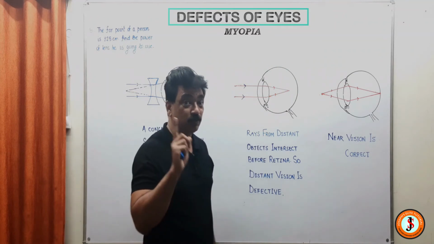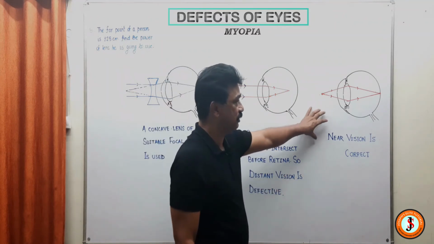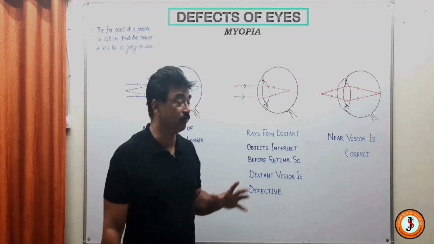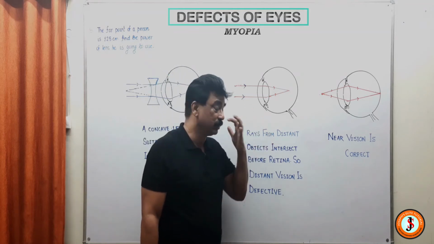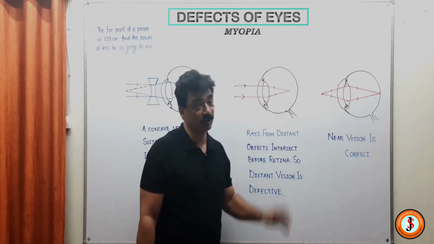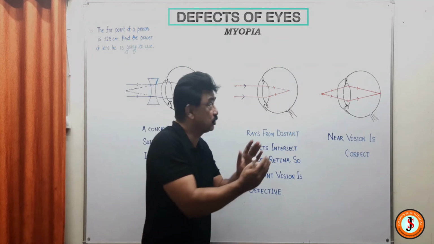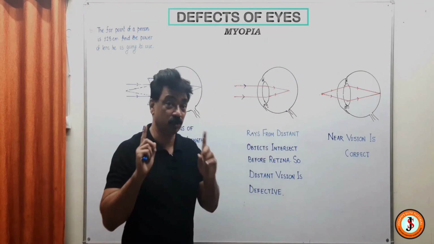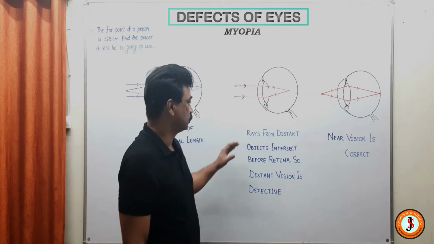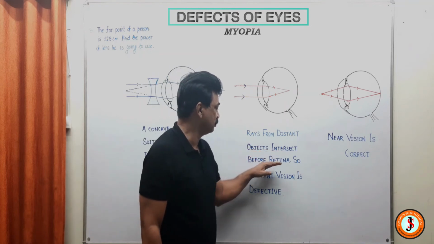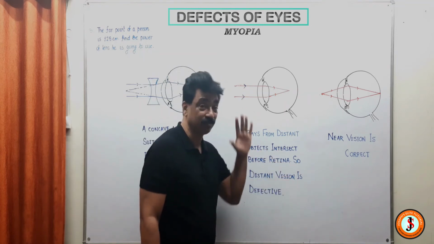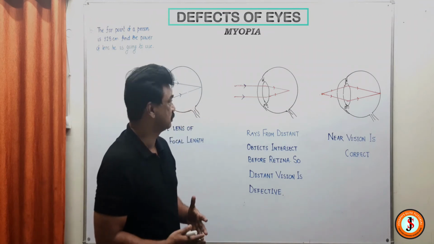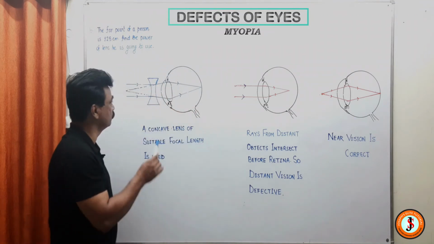And therefore again, the short spelling means short-sightedness. The rays intersect before the retina. It falls short of the retina. So that short spelling gives you that hint. So rays from a distant object intersect before the retina, so distant vision is defective. Now what is the correction? Let us have a look. What is the correction over here?